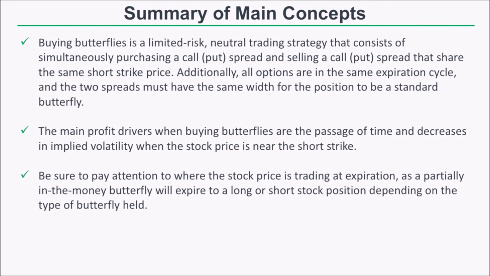Alright, so let's go ahead and wrap this video up with a summary of main concepts. So first and foremost, buying butterflies is a limited risk, neutral trading strategy that consists of simultaneously purchasing a call or a put spread while also selling a call or put spread that share the same short strike price. Additionally, all options are in the same expiration cycle, and the two spreads must have the same width for the position to be a standard butterfly.